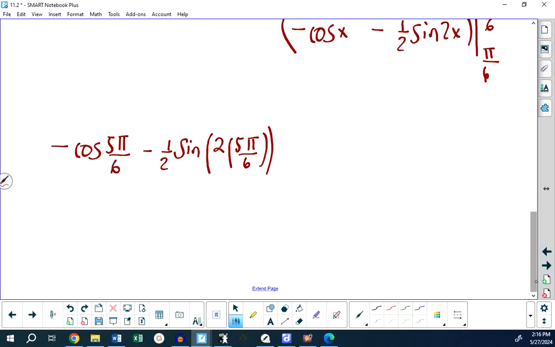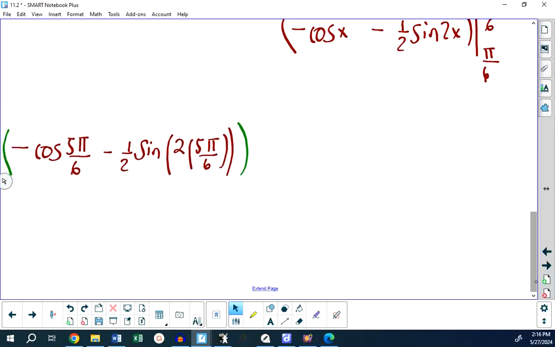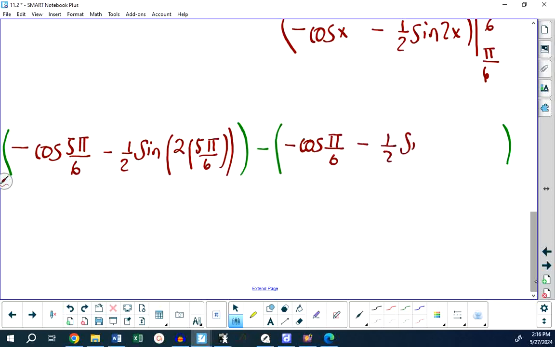And then I need to take that and subtract the same thing when I put pi over 6 in. And same kind of thing, if I were doing it on my own, I probably would have just written 1/2 sine of pi over 3.